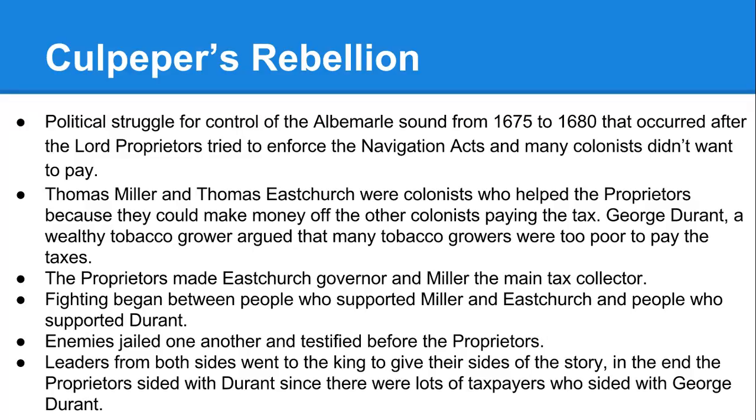The proprietors feared they might lose their positions or be hurt or their families hurt if they don't side with the greater number of people. So in the end, the proprietors side with Durant and the masses, the large number of people. And so that's Culpeper's Rebellion. Make sure you have everything filled in for that. Pause if you need to, and then we're going to move on to Carey's Rebellion.